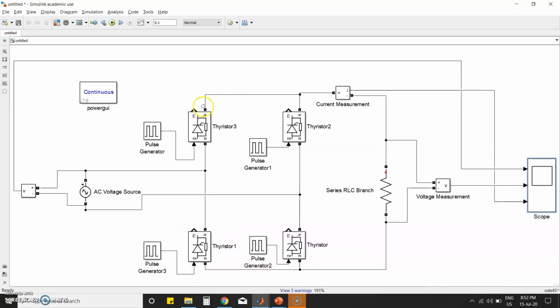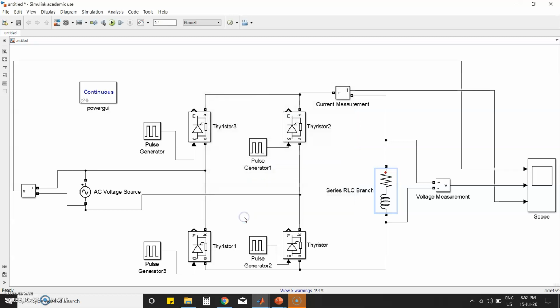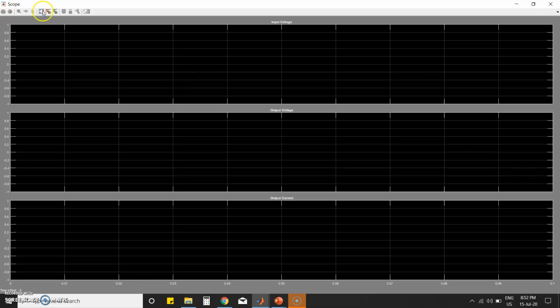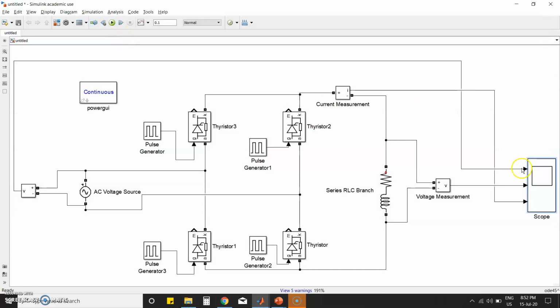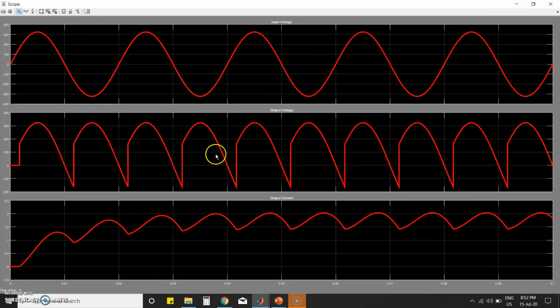If you go for RL load, for example, I am changing the full control converter to RL load. Just running the same. You can see the output here. Sorry, the system was slow, that's why I am editing. So this is the output.